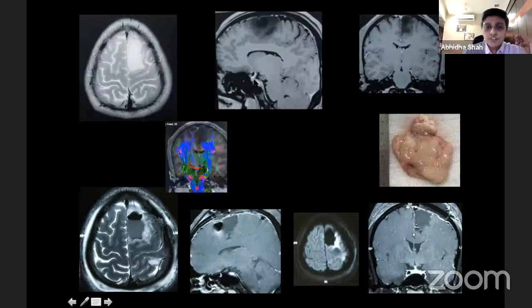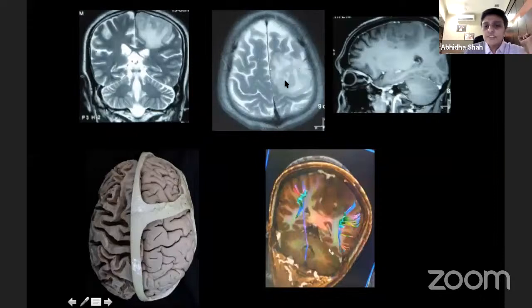This is another patient that we've just operated 10 days back. Again, another tumor in the supplementary motor region, again operated by an en masse surgical strategy, and you can see the post-operative image. This is an interesting case where you can see that the tumor is just abutting the precentral gyrus. So this is your central sulcus. This is the region of the precentral gyrus. The tumor is almost abutting there.